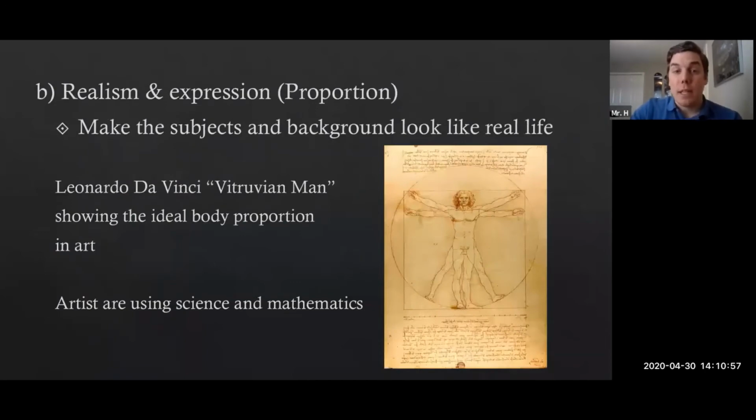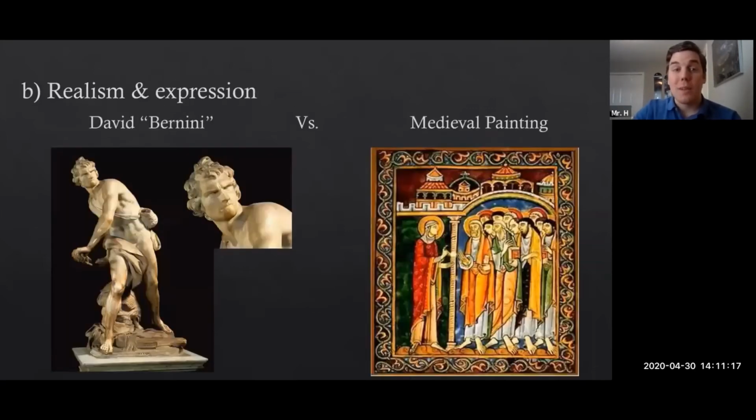Next, we have realism and expression, which is proportion. This means making subjects and the background look more realistic. So we have things like Leonardo da Vinci's Vitruvian Man, showing the ideal body proportion in art. Artists started using science and math to show proportion. They wanted things to look more realistic than they were in the past. An example of this is another statue of David by Bernini, who is showing David fighting against Goliath. We can see him here, he's in battle, so he's got a lot of facial expressions.